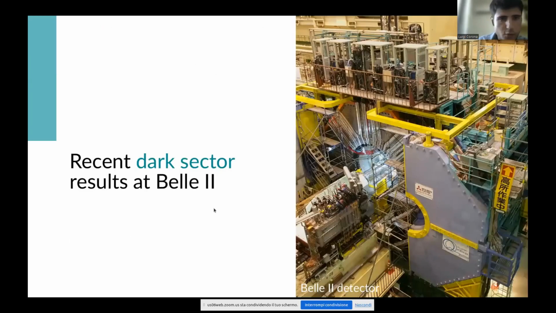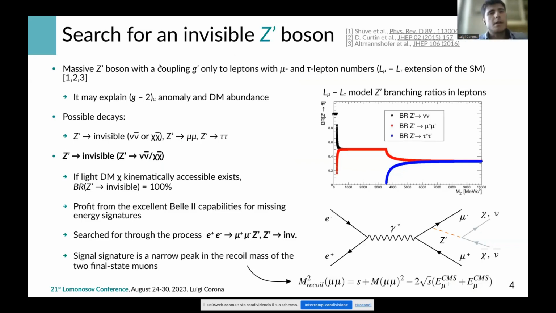Now let me move to the main part of the talk. I want to start by showing the result for the search for an invisible Z prime boson. This is introduced by the L_mu minus L_tau extension of the standard model, and it is a massive boson that couples only to leptons with mu and tau lepton numbers, or to dark matter if a kinematically accessible dark matter particle exists.